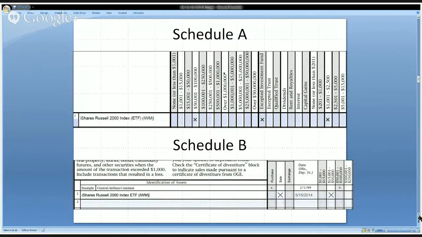However, we do encourage, as a way to save work for the filer, putting together their Schedule B for their annual report, OGE does encourage them to over-report accepted investment fund sales and purchases on their periodic transaction reports.